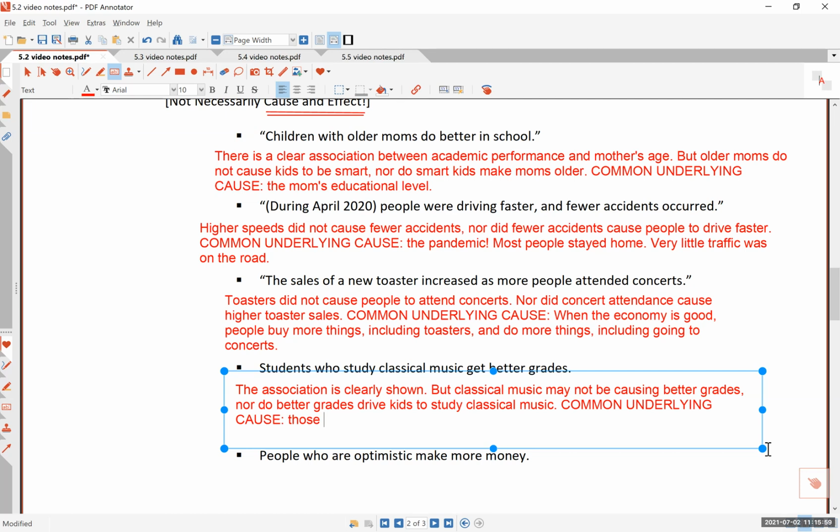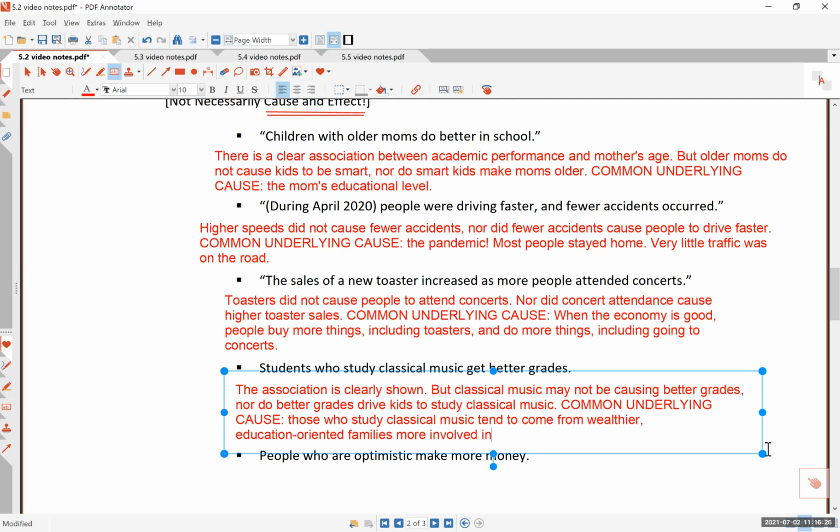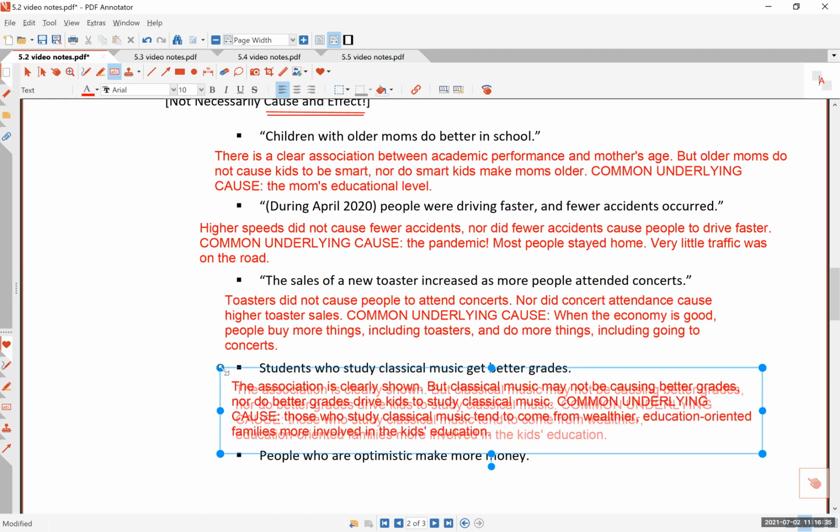Okay, now, many people accept this other explanation of the common underlying cause, that those who study classical music tend to come from wealthier, education-oriented families, more involved in the kids' education. All right, so that is probably the cause. If you grow up in a family that emphasizes education, the parents may encourage the kids to take classical music lessons. After all, lessons cost money. And because of their involvement in the kids' education, the students do better in school.